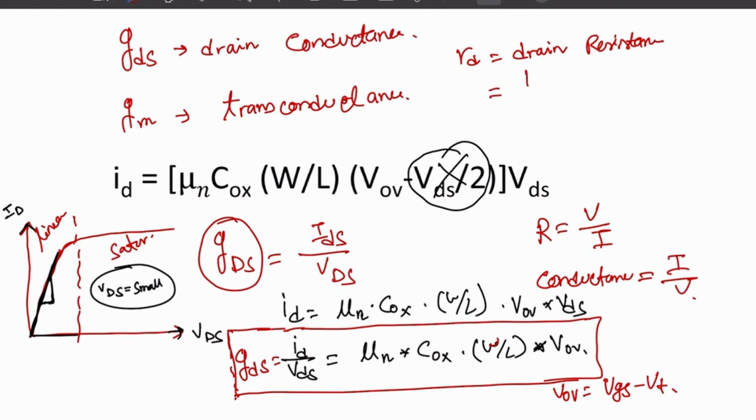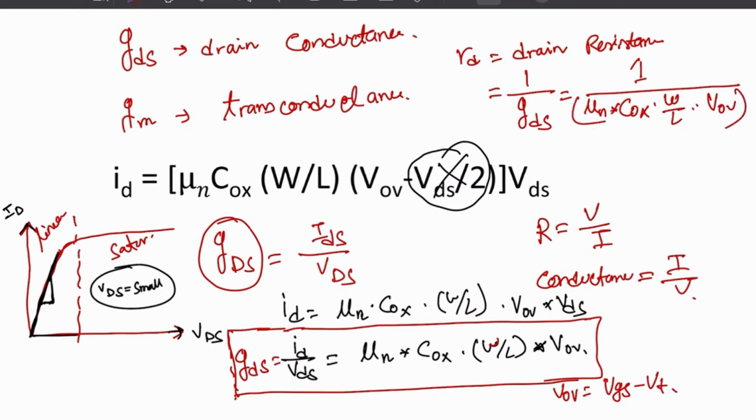Drain resistance means 1 by drain conductance. So from here we can write down it will be just 1 divided by mu n COX multiplied by W by L multiplied by VOV. Okay, so this will be the value of the drain resistance.